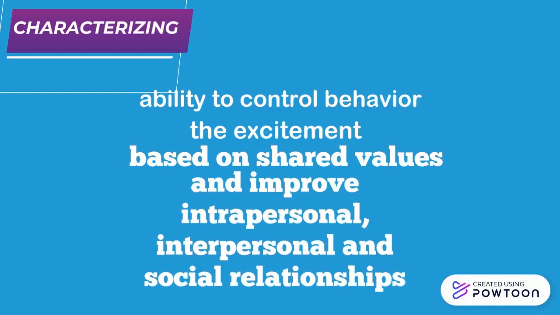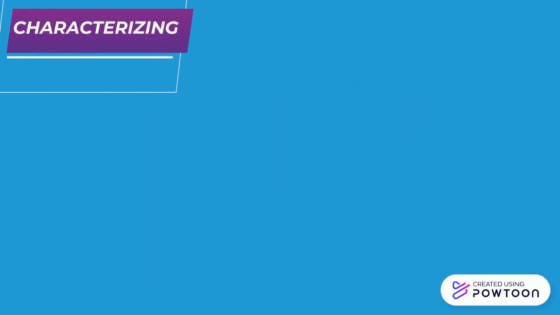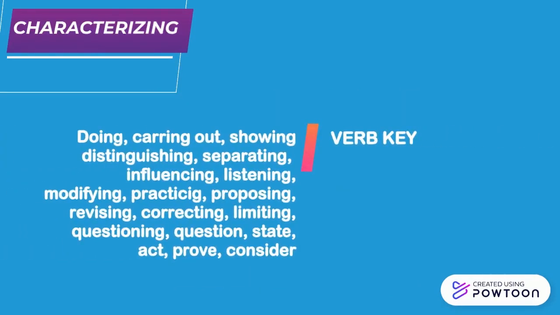The highest stage of the affective domain is characterization. Characterization is the ability to control behavior based on shared values and to improve intrapersonal, interpersonal, and social relationships. It includes a generalized set. The verb keys of characterization are do, implement, show difference, separate, show, listen, modify, practice, propose.